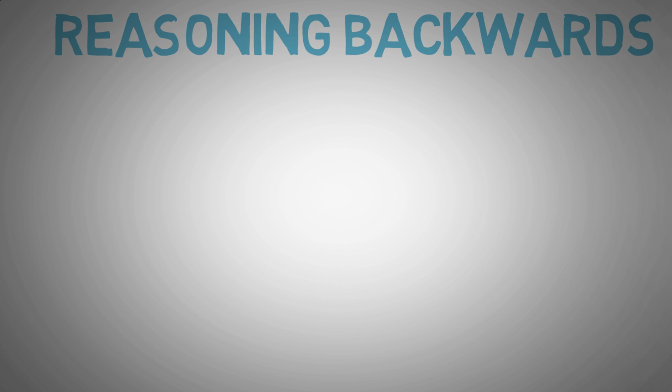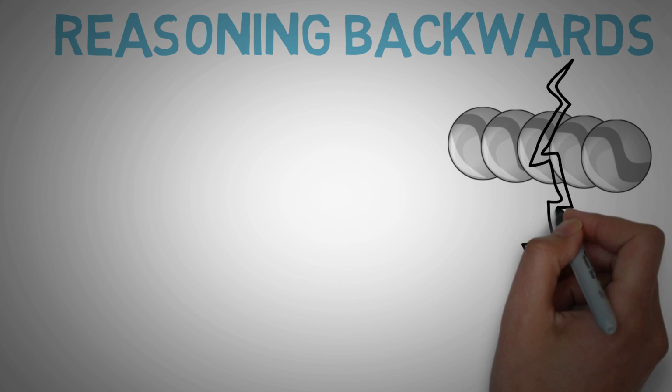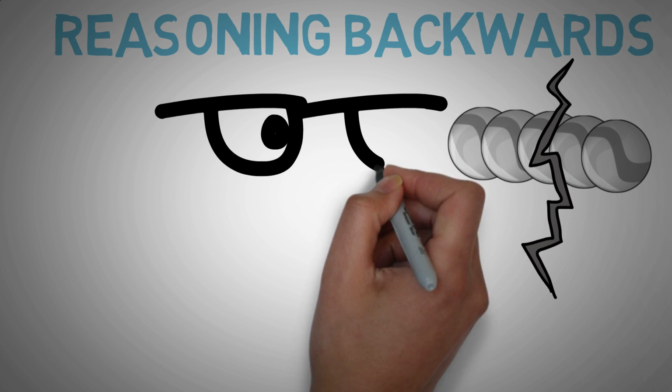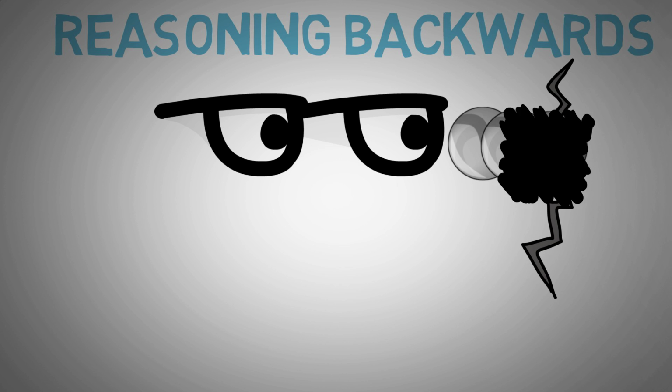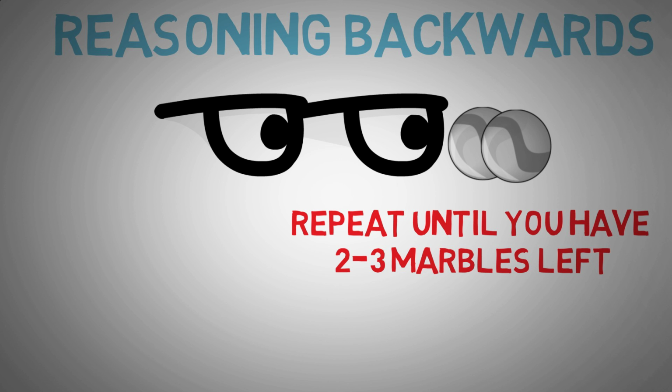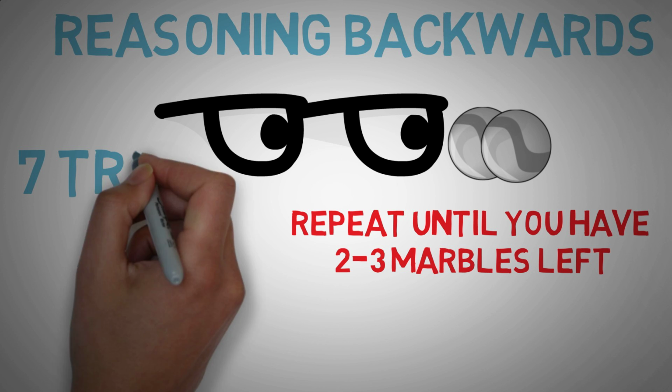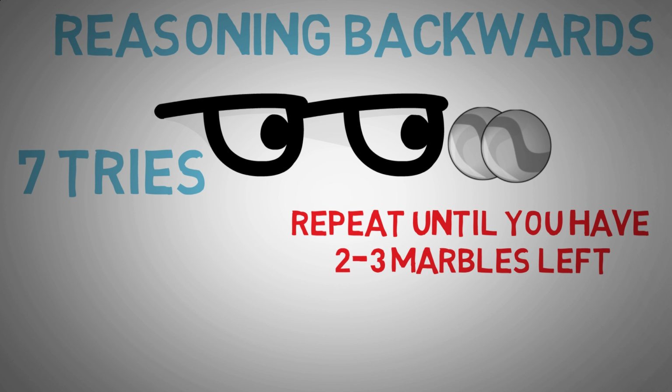However, the reasoning backward approach would be to divide the 100 marbles into two piles and place them in each bag. You can then check if it's in the bag, and if the person says it's not in the bag, then you throw out all those marbles and you separate the remaining bag into 25s. Repeat until you have 2 or 3 marbles left. If you follow this approach, you will get the odd marble within 7 tries, as opposed to the 100 tries if you follow the reasoning forward approach.